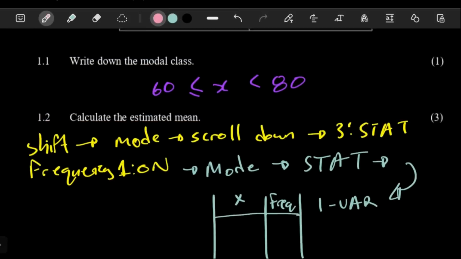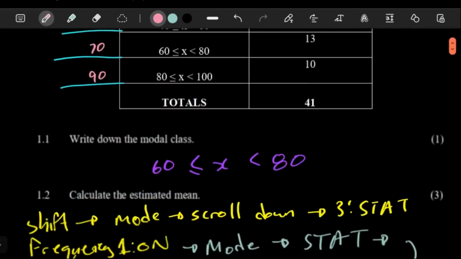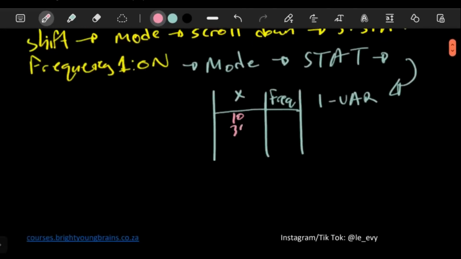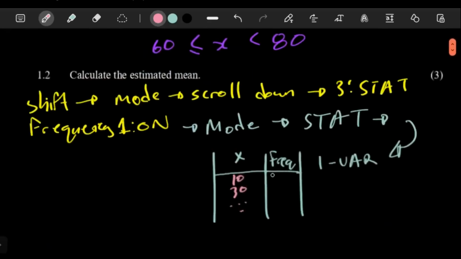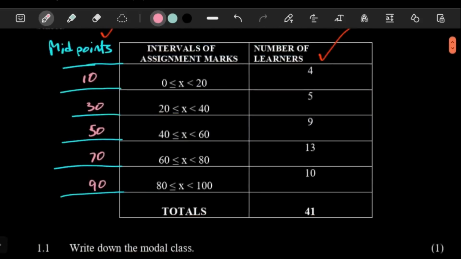Then in your x column, you're going to put these midpoints: 10, 30, 50, 70, 90. In the frequency column, you're going to put these numbers here: 4, 5, 9, 13, and then 10. So I'll just do it. 10, 30, 50, 70, 90, and then you go to the other column and put in 4, 5, 9, 13, and then 10.